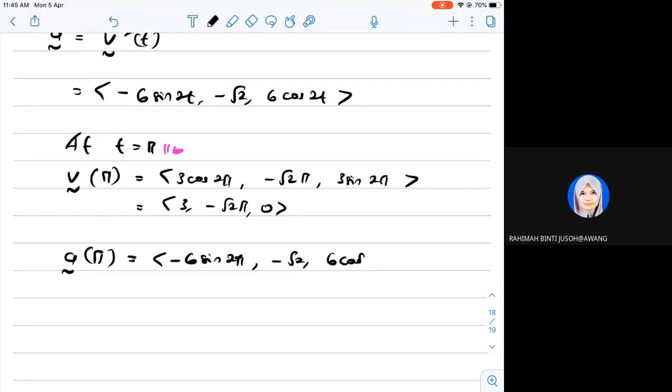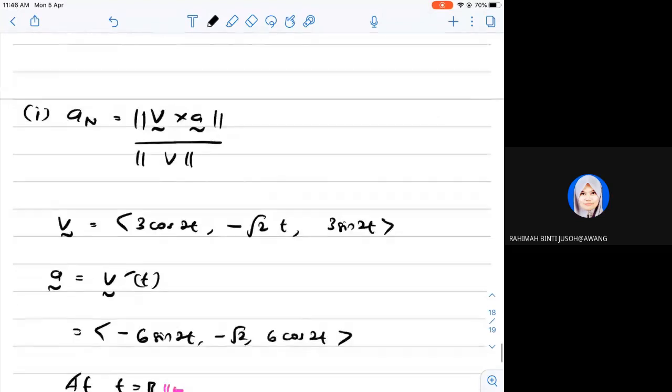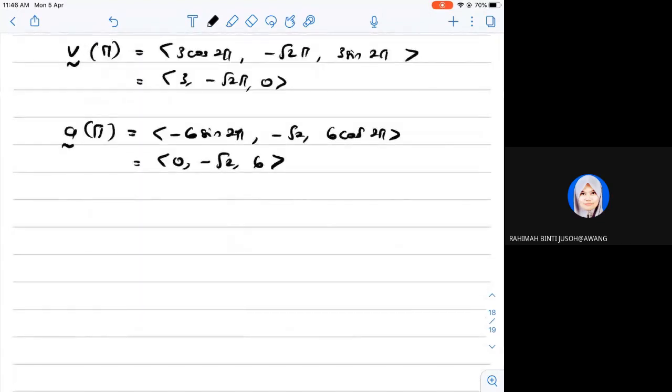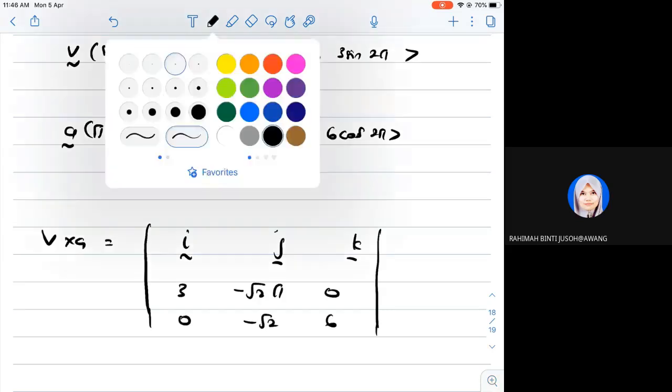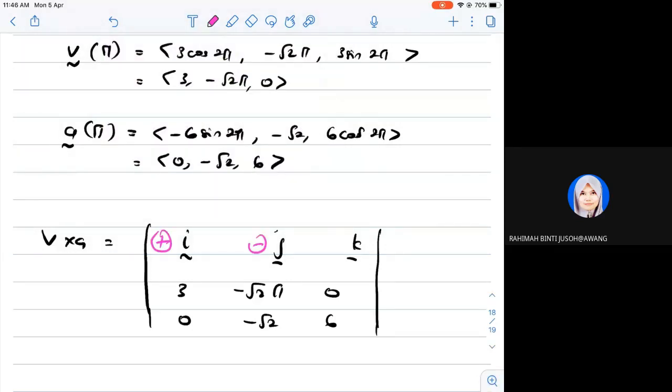cos 2 pi. So negative 6 sin 2 pi is 0. Negative square root 2 cos 2 pi is 1, so 6. So it is easier when doing the cross product, because the formula requires the cross product. So V cross A, do the cross product once more, i, j, k. We have 3, negative square root 2 pi, 0, and then 0, negative square root 2, 6, like this. And then we have plus, minus, plus as usual.